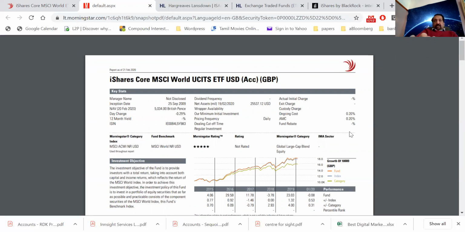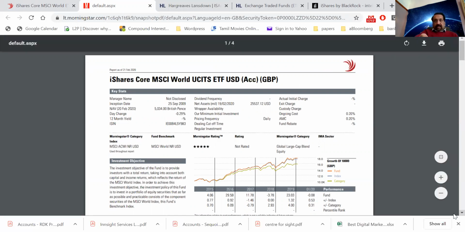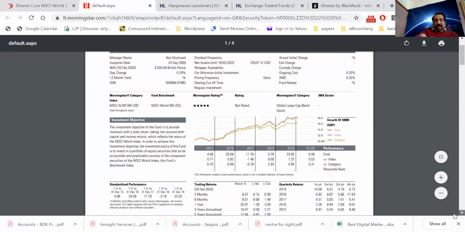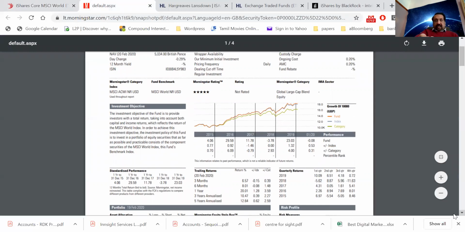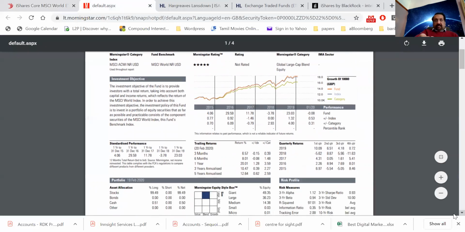So you can go into details about what this company is all about, what its principles are, where it wants to invest, how it has performed over the many years. When did it start investing? 2015. It's 2019 now. It's almost 2020 now. What are its various returns, quarterly returns, risk profile, all kinds of things.